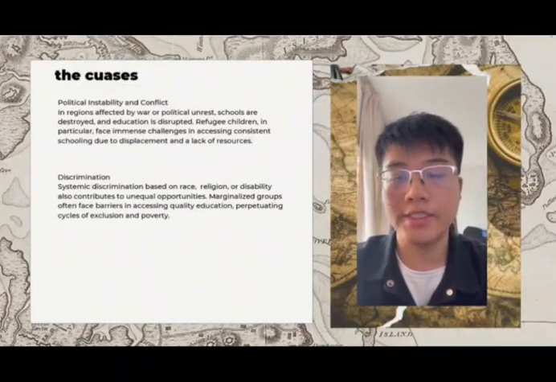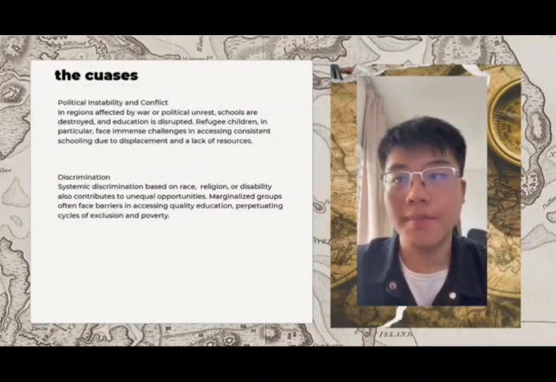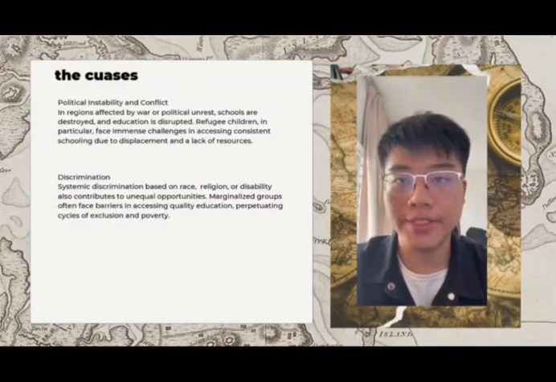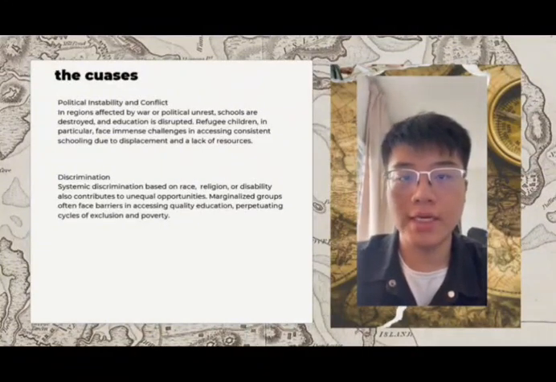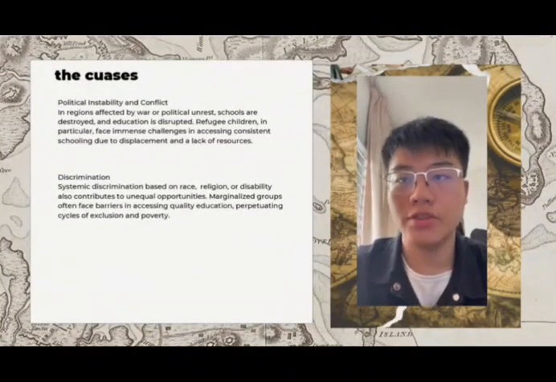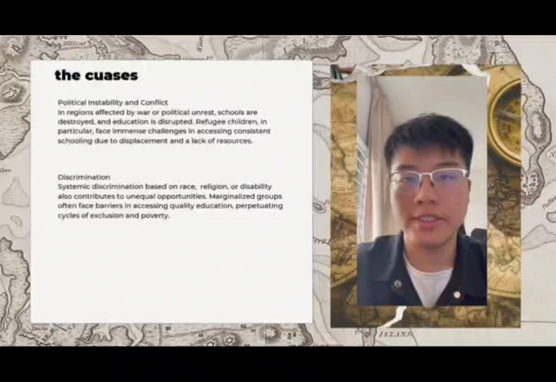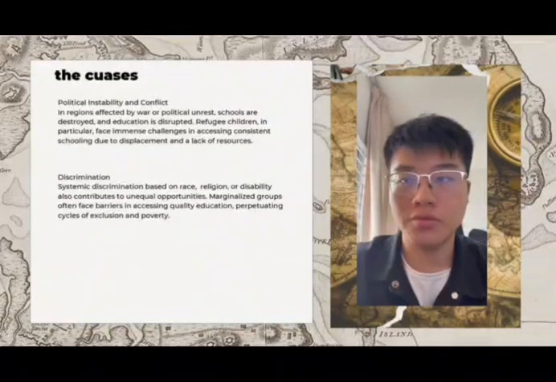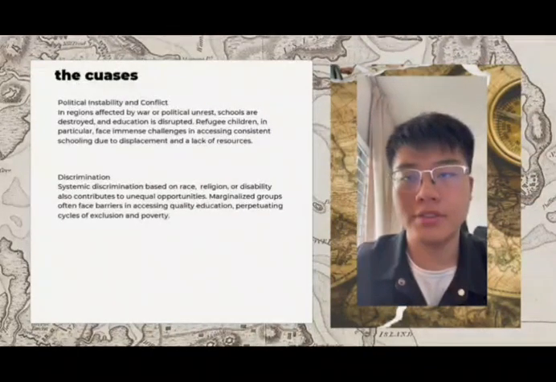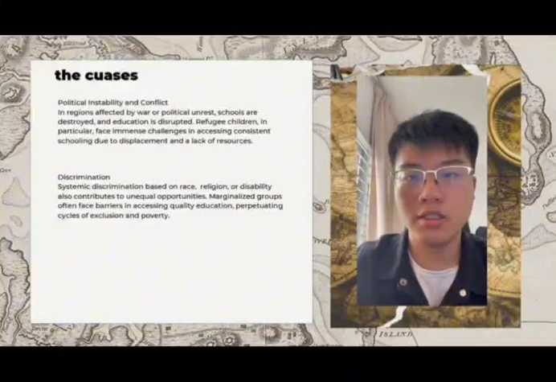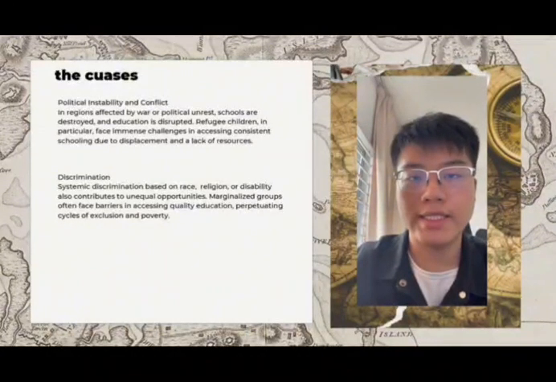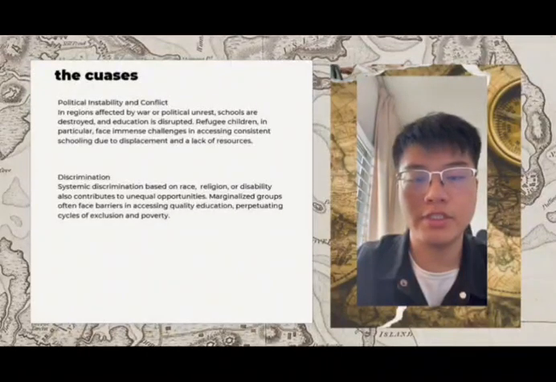The last one is discrimination. Systematic discrimination based on race, religion, or disability also contributes to unequal opportunities. Marginalized groups often face barriers in accessing quality education, perpetuating cycles of exclusion and poverty.